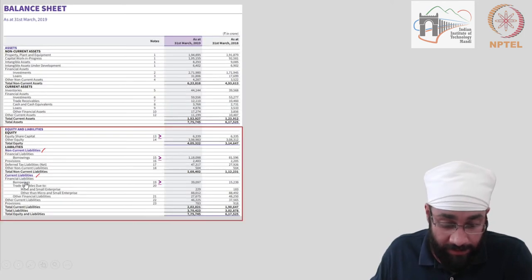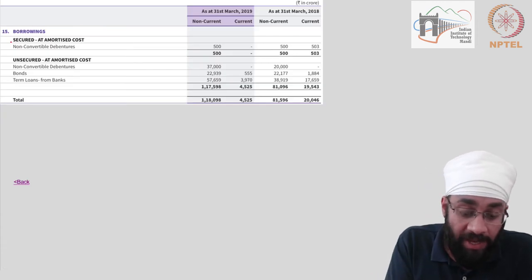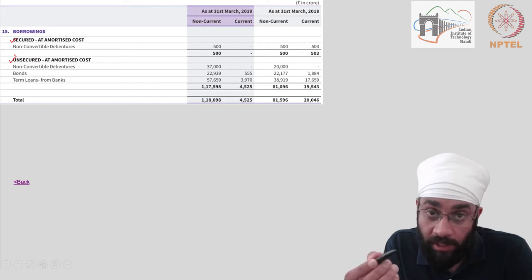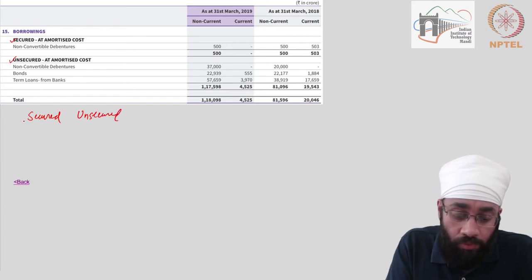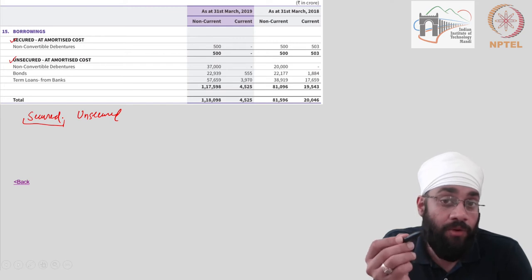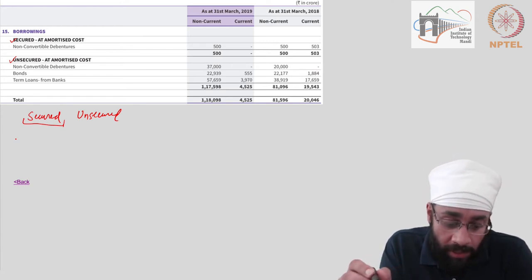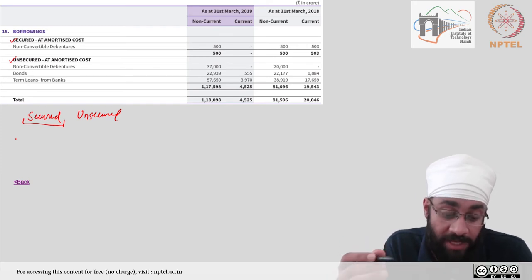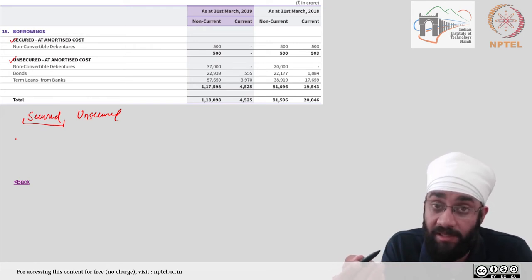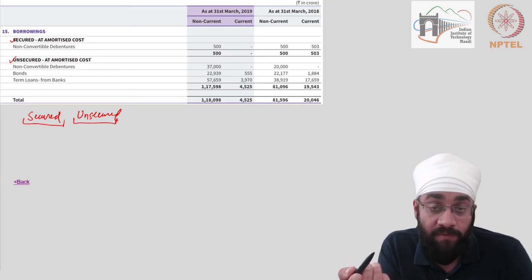Let's go back and deep dive into the borrowings. Under non-current liabilities, we're going to look at borrowings. In note number 15, you have secured and unsecured borrowings. Again, I clarified the concept of secured versus unsecured. If Reliance does not pay the secured liabilities, then some property of Reliance Industries Limited is going to be taken over by the bank, or by any other source from where the loan has been taken. They will take over that particular asset, sell it off, and recover the money.